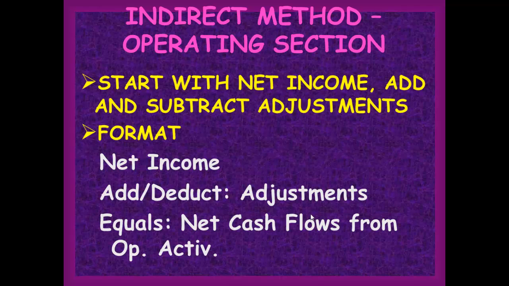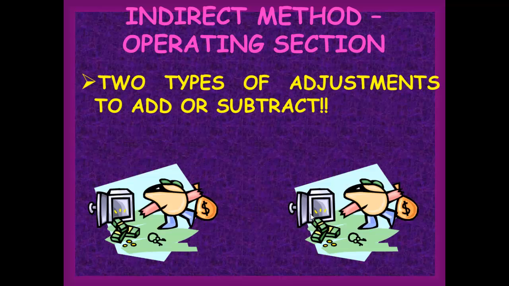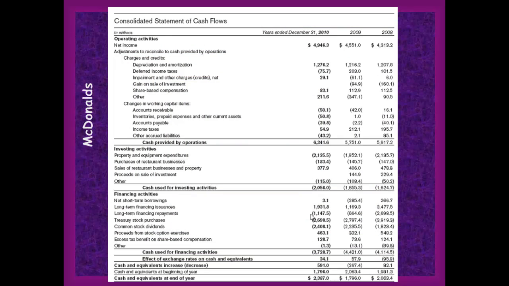It's those things in the middle, those adjustments, that we're going to spend our time talking about. But this is going to show why there is a difference between my net income and my cash from operating activities. We have two types of items we're going to add or subtract. Again, here's McDonald's. I want you to look at this first one. They call it charges and credits. And the second one says changes in working capital items.